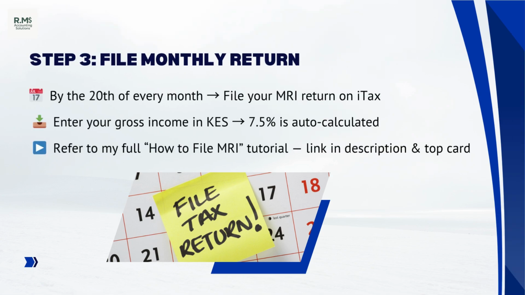Step 3, file monthly return. Every month by the 20th, file your MRI return on iTax. Just enter your gross rental income in Kenya shillings. The system will auto-calculate the 7.5% tax. Watch my detailed tutorial linked below and on the screen.